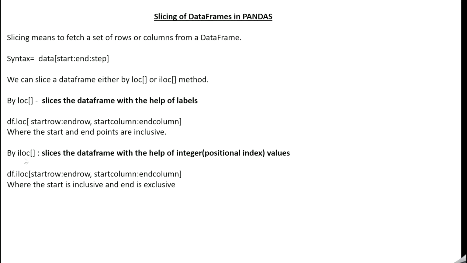Now the ILOC method slices the data frame with the help of integer or positional index values. So here we have df, which is the data frame, dot iloc, start row colon end row, start column colon end column. Here the start index is included, but the end index is excluded. So it will consider from the start till end minus 1, and start column till end column minus 1. So the end index is exclusive in ILOC because it acts like an index.